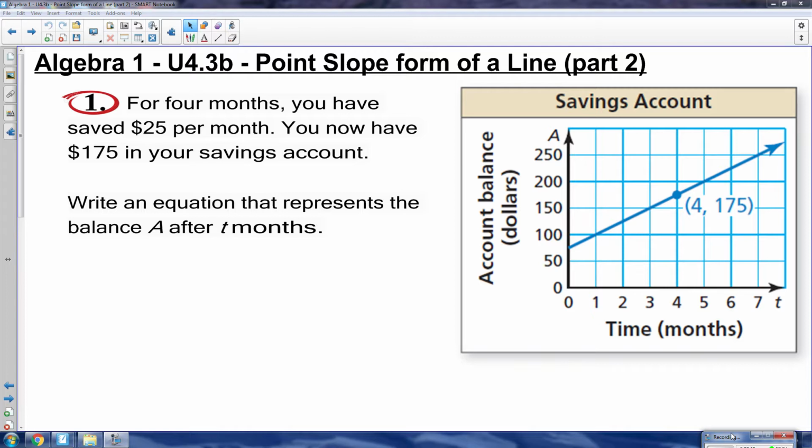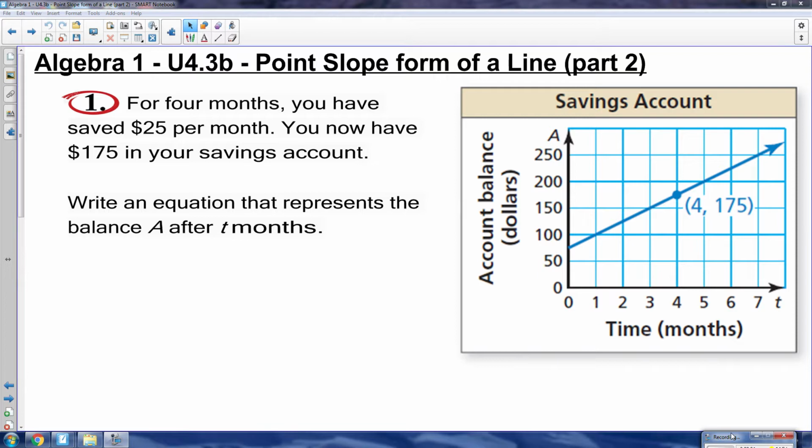Point slope form is pretty important, and linear equations are pretty important because that's how your savings account might grow, or how your rent is going to come in, the cash from that, anything in the real world that involves money. A lot of times it's going to be linear or close to linear. So let's talk about this for a second.